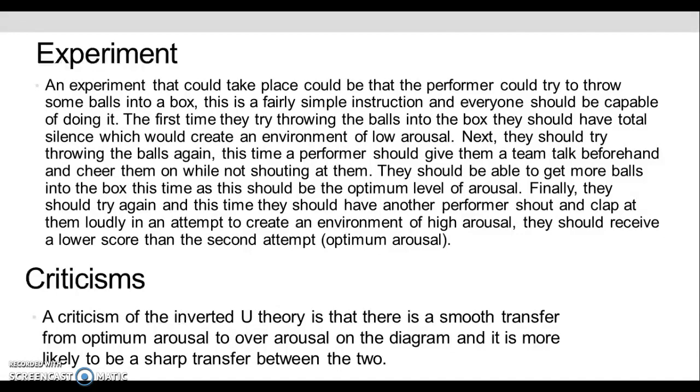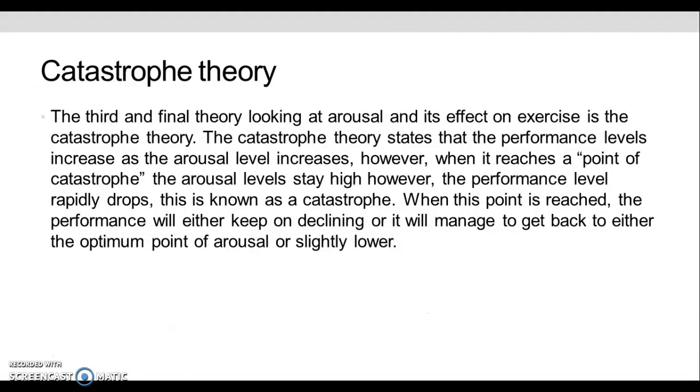The criticism of the inverted U theory is that there is a smooth transfer from optimum arousal to over-arousal on the diagram, and it is more likely to be a sharp transfer between the two. Catastrophe theory. The third and final theory looking at arousal and its effects on the exercise is the catastrophe theory.